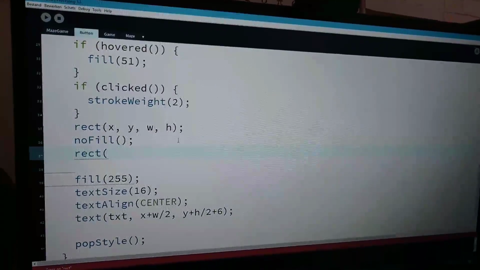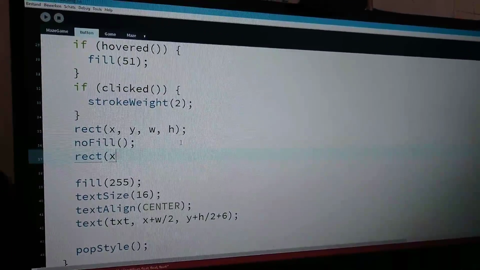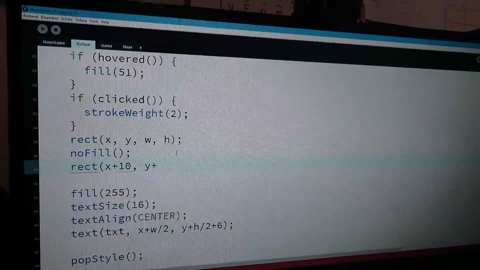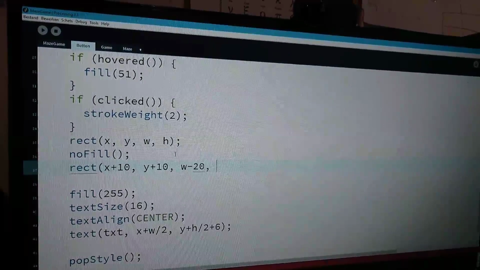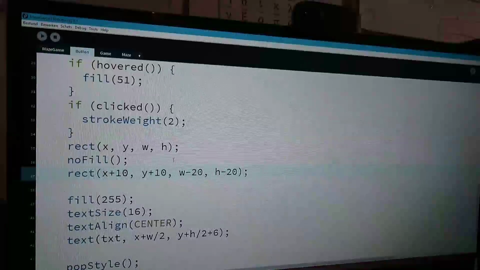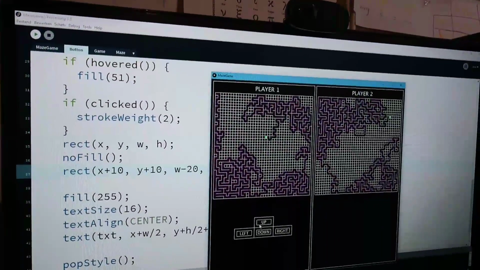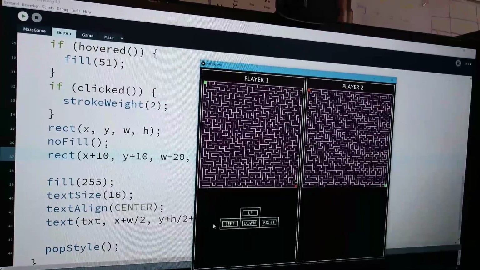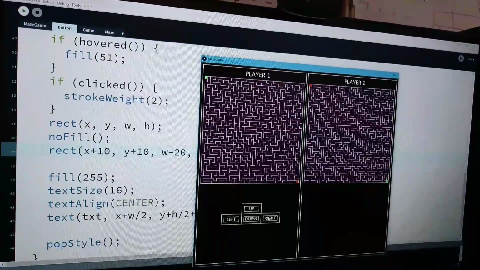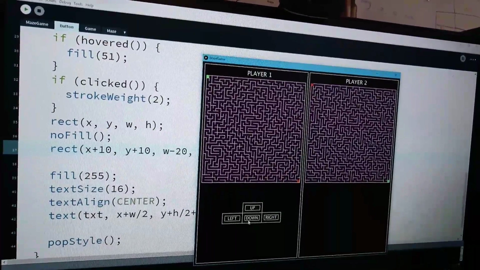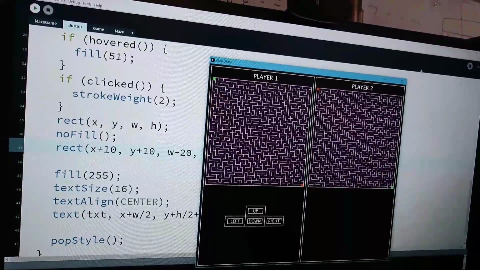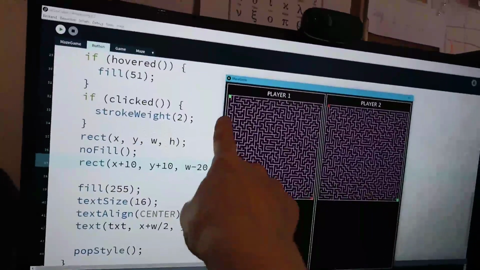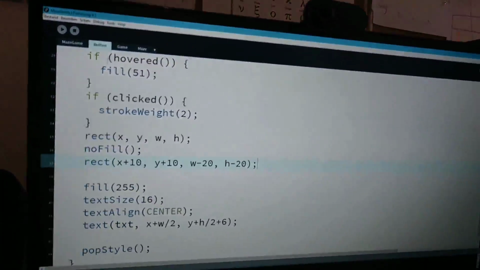Rect. You know. X plus 10 or something. Y plus 10. X minus 20. Y minus 20. So there's no way. Is this a zone where it kind of works? I think that's it. But you can't go up. Yeah, so I'm just gonna.